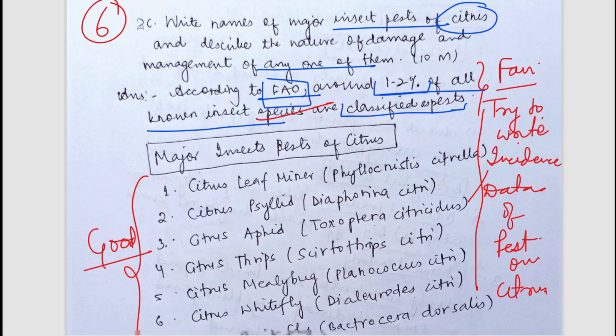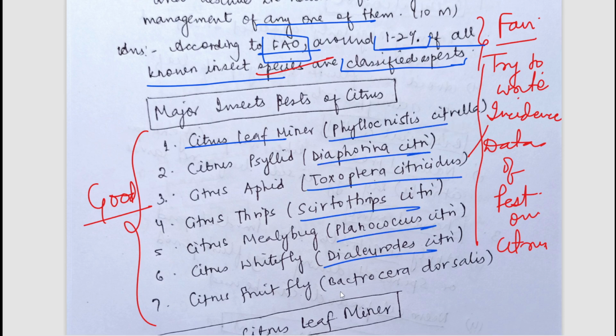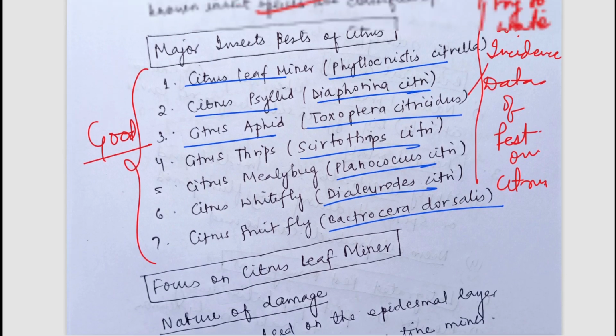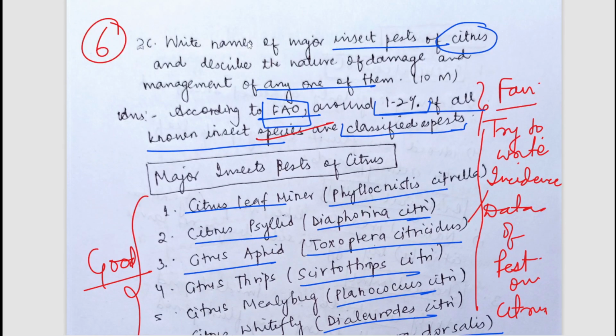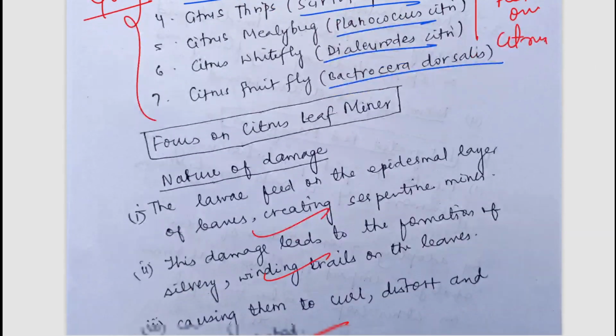Now, what are the major insect pests of citrus? They are citrus leaf miner. Again, you can see these things need to be underlined. The citrus leaf miner, citrus psylla, citrus aphid. So these are the important major pests of citrus. The question asked for names only, and to describe any one of them. So the student has discussed citrus leaf miner.